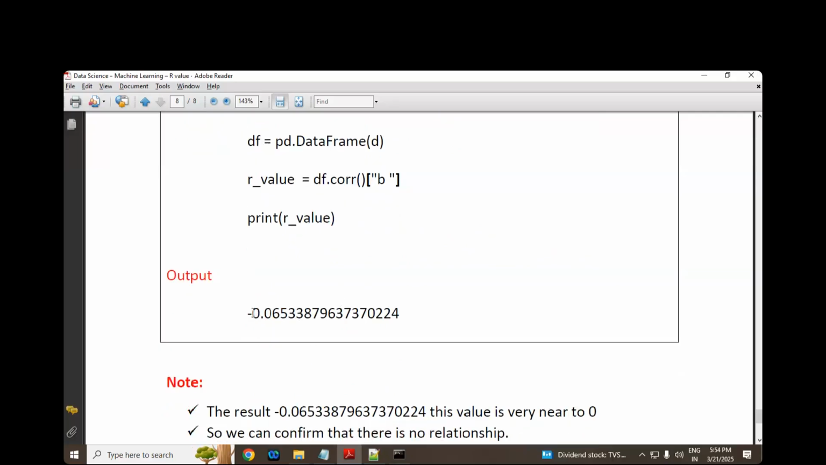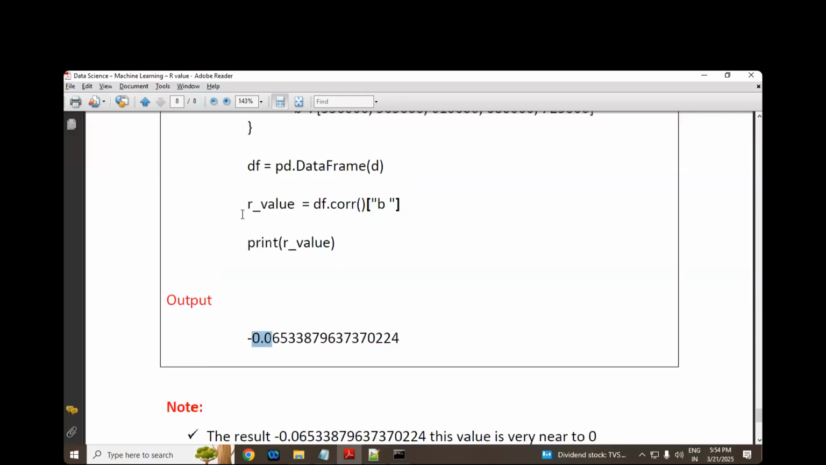Almost the value will be 0.0. What is the value? 0.0 means no relation. If no relation, can I apply linear regression? This is the confirmation, right?